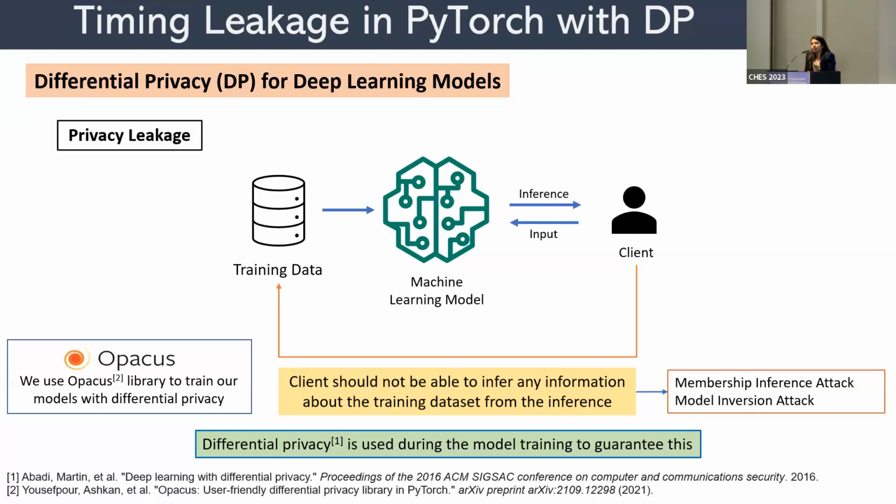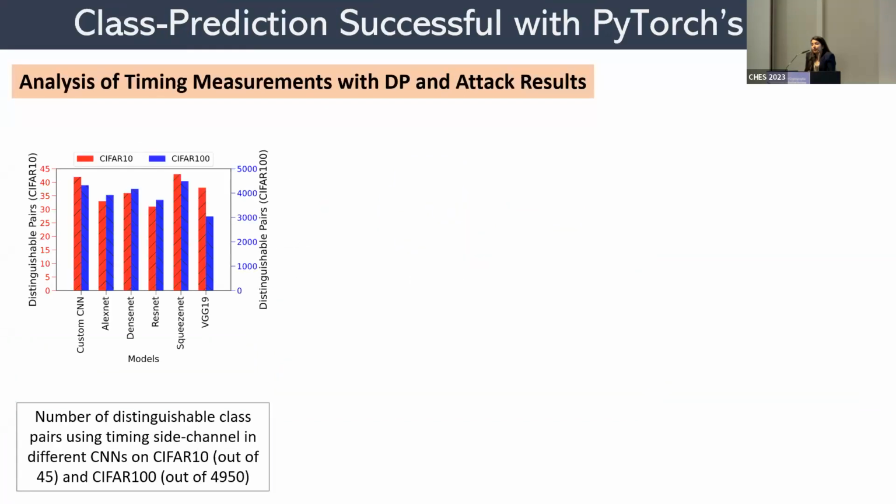And in PyTorch, there is their own differential privacy implementation for models, called Opacus, which we used to train our models with differential privacy. So we trained all our models with differential privacy and wanted to check whether the leakage still exists. And here are the results. We again can see that for both CIFAR 10 and CIFAR 100 datasets and all the CNN models, AlexNet, DenseNet, ResNet, SqueezeNet, and VGG19, we still see the leakage here.